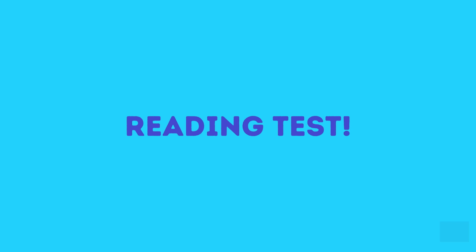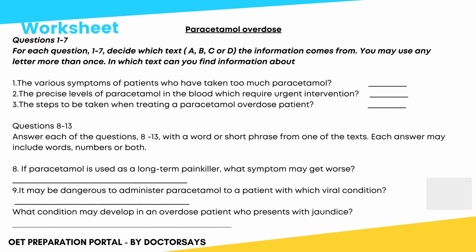So let's quickly move towards the reading part. This worksheet, the topic is written on the top. It's the paracetamol overdose. We're going to read the question that for each question 1 to 7 we need to decide which text A, B, C or D mentioned in the text boxes below the information comes from, and you may use any letter more than once.